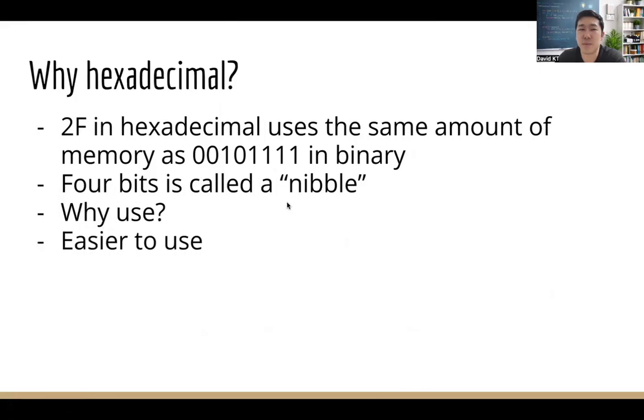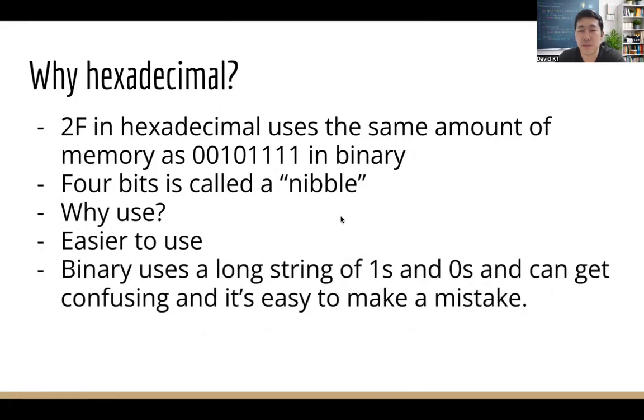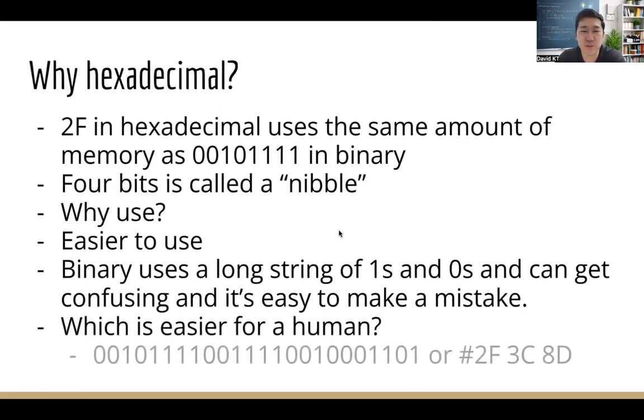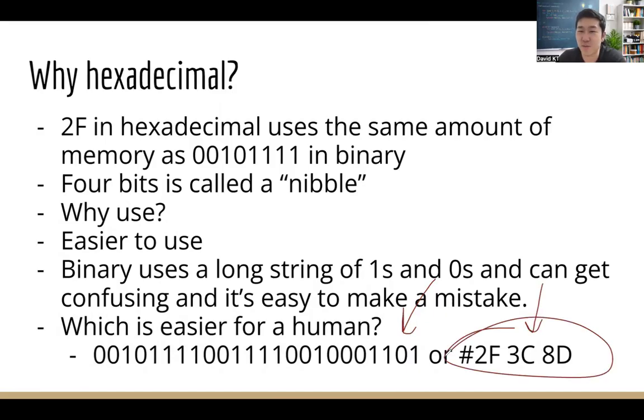So why do we use hexadecimal? Well, it's easier to use. As we mentioned, how do you feel about reading a string of 24 ones and zeros? It's confusing and it's easy to make a mistake. You're a human being, aren't you? Which one's easier for you? This one or this one? I know what I would choose. I like this one much better. So these two are equivalent, by the way. Using the skills you learned in the previous video, you can double check my work if you'd like.